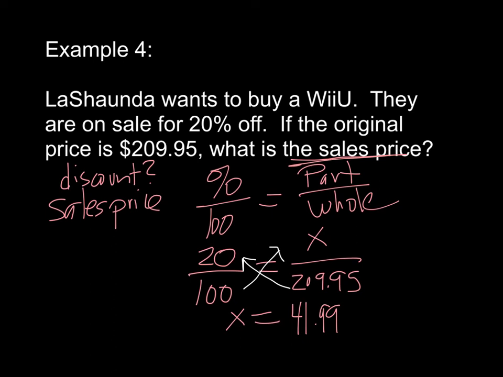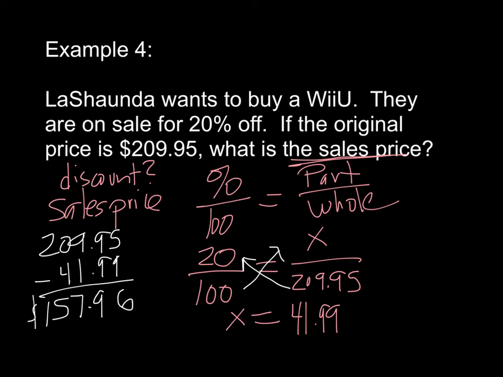Now that we have our discount amount, we can find our sales price by taking our original amount, $209.95, and subtracting our discount amount, and we get a sales price of $157.96.